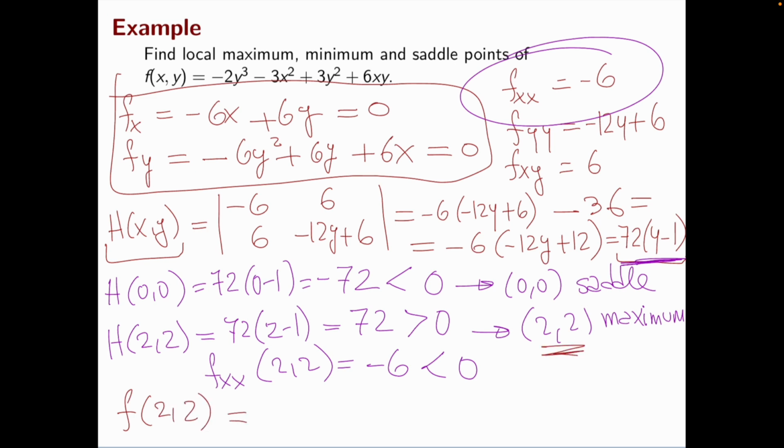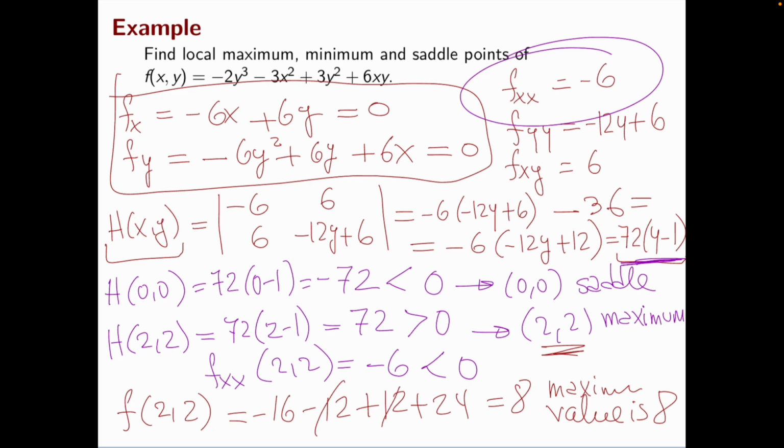So at 2, 2. So we plug in here, and we have minus 2 times 2 cubed. 2 cubed is 8 times 2, 16, with a minus in front is minus 16. Then we keep evaluating here, minus 12 plus 12 plus 24, so this cancels, 24 minus 16 is 8. So the maximum value is going to be 8. So if we see the graph of this function, it's going to be at the height of 8 where we have this local maximum.